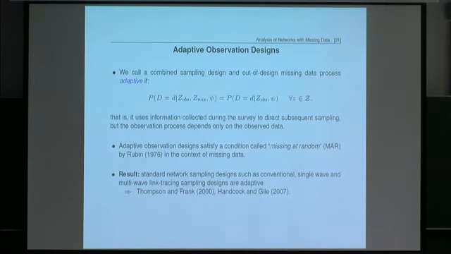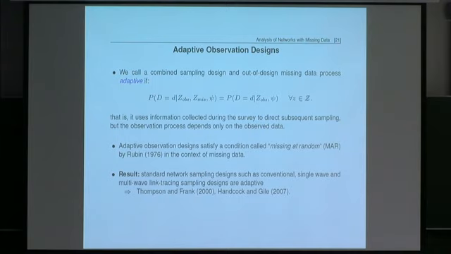So for this class of adaptive designs that I've been talking about, we say that it's adaptive if we can sort of get rid of this missing information here. So that's saying that the sample only uses information collected during the survey to direct subsequent sampling. And it only depends on the data that we do observe, not the data that we do not observe. So what we do not observe is this z miss here. And in particular, these adaptive observation designs satisfy the missing at random condition of Rubin for thinking about missing data.